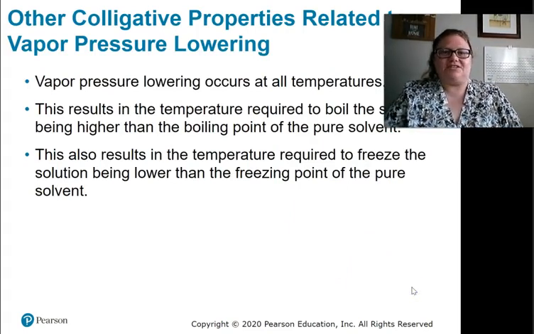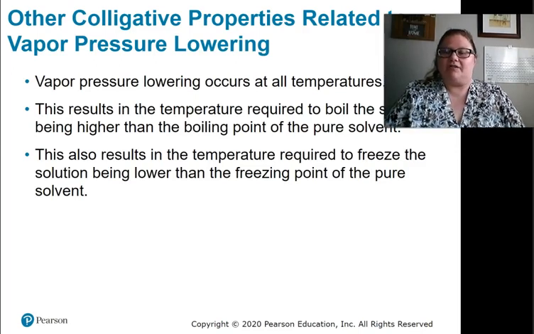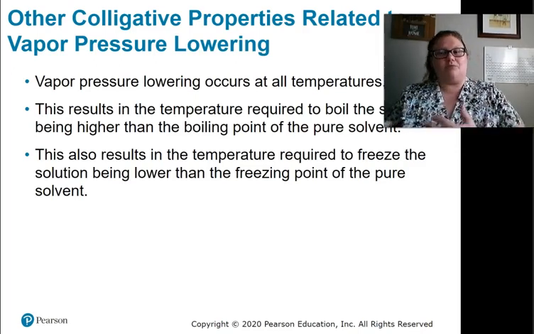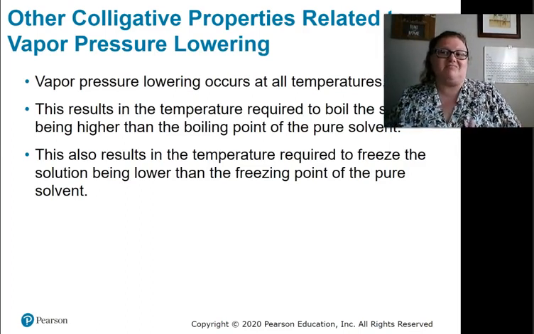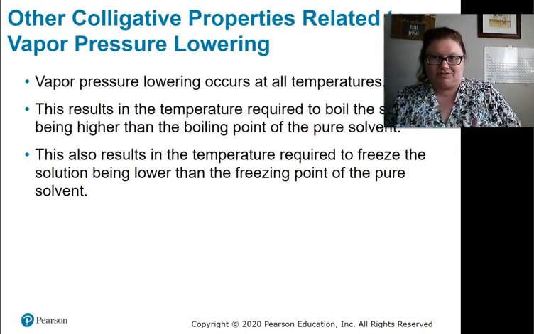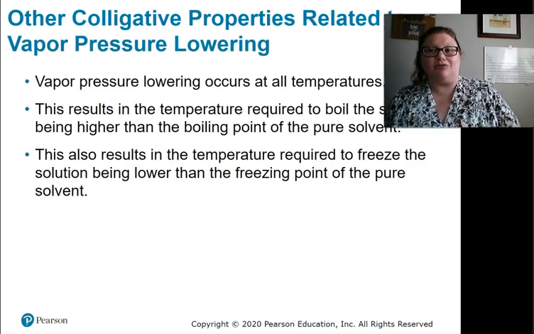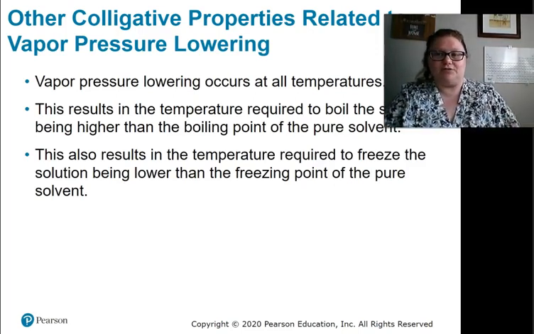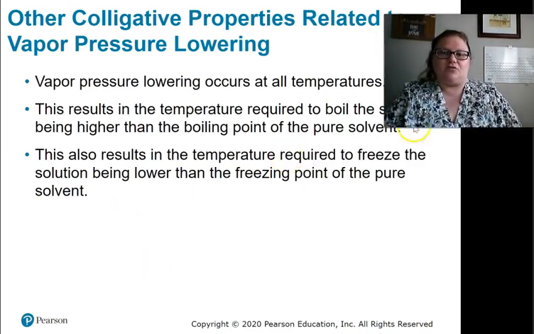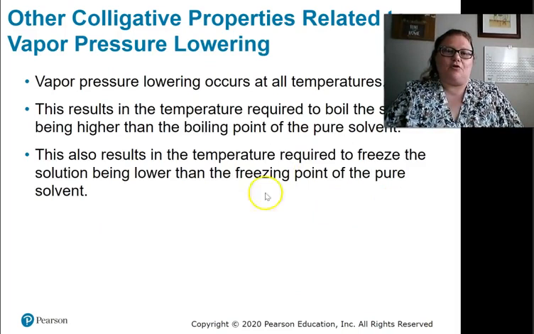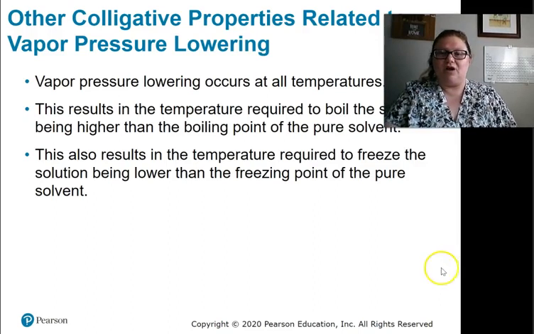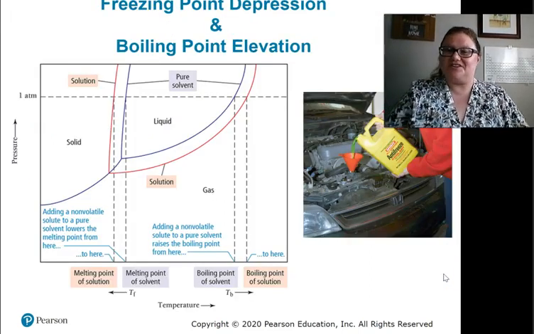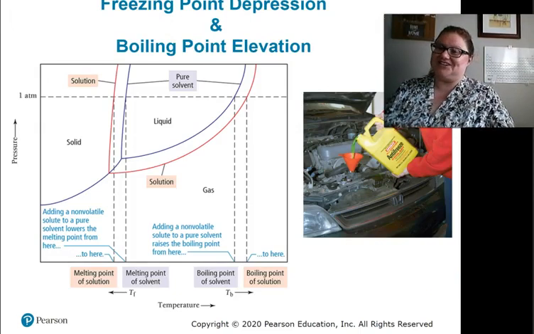Okay, what else is related to vapor pressure lowering? This will occur at all temperatures because, again, it's because of what you're mixing into that pure solvent. It's not really dependent on temperature, it's what you're putting in there to block those solvent molecules. So what that means is the temperature is going to have to adjust to that blockage and it not being a pure solvent. So this results in the temperature to freeze a solution being lower than the freezing point of a pure solvent as well. And that brings us to freezing point depression or boiling point elevation.